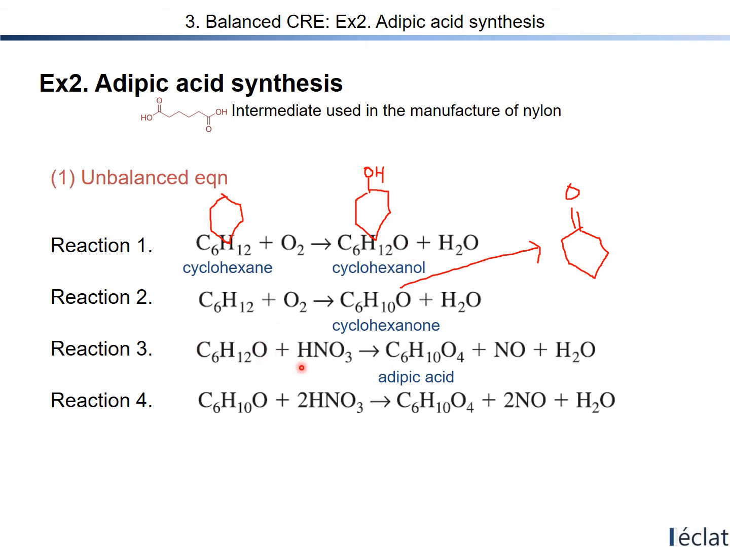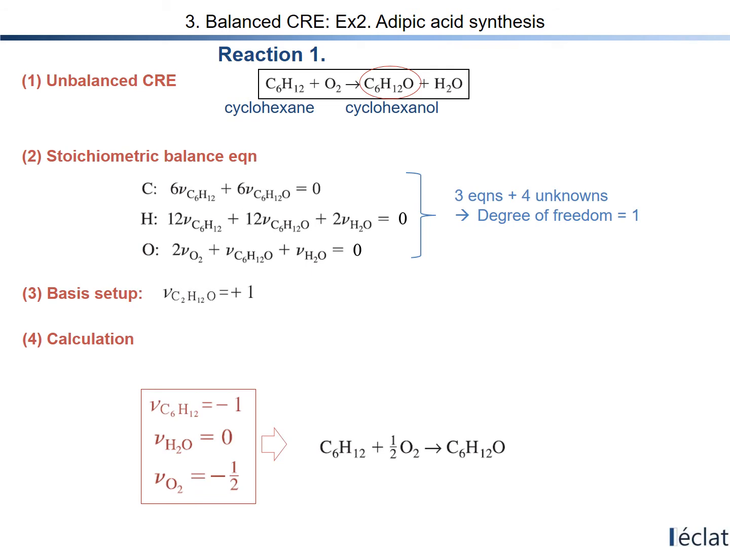Cyclohexanol is reacted with nitric acid, and finally this reaction goes to adipic acid. Or cyclohexanone, the second intermediate, is reacted with nitric acid and it is going to adipic acid. So right now we have four reactions, and then we'll follow the four steps for each reaction. Okay, let me start with reaction 1.